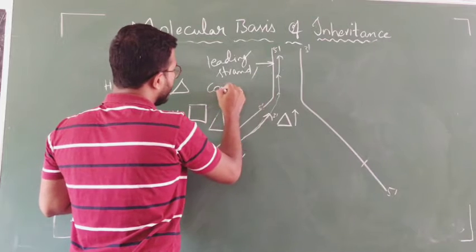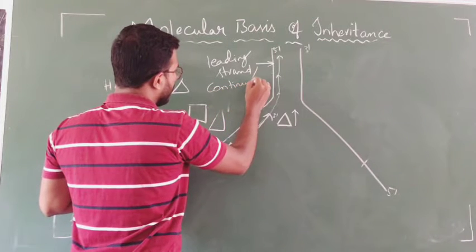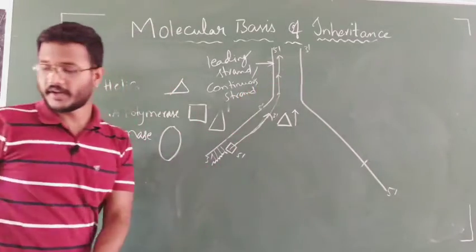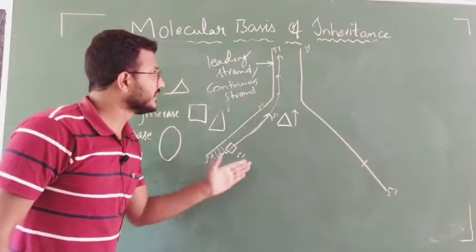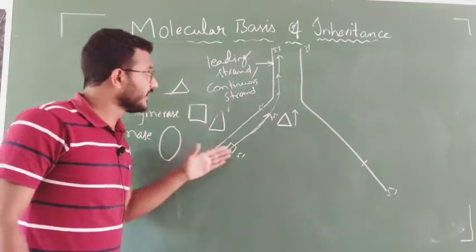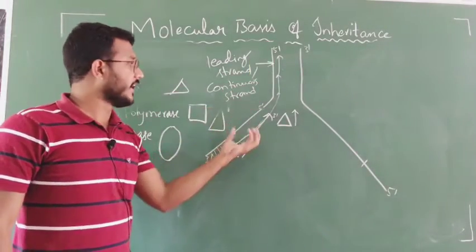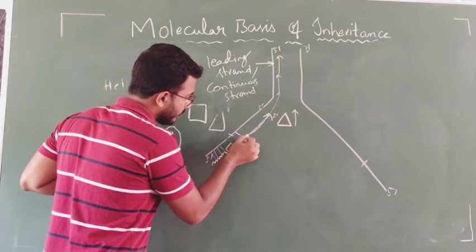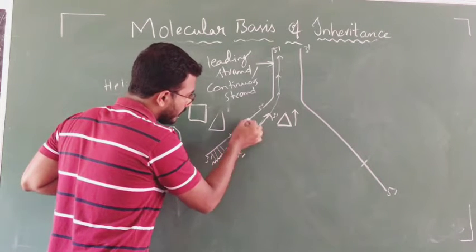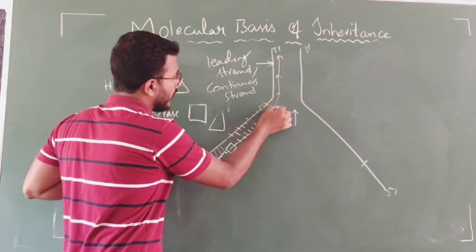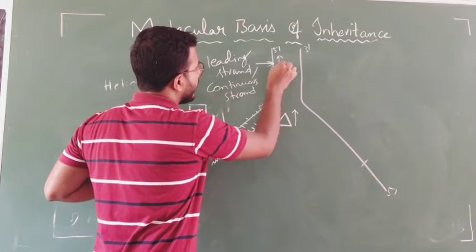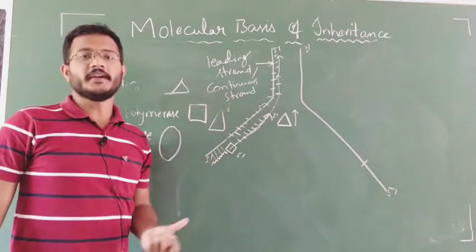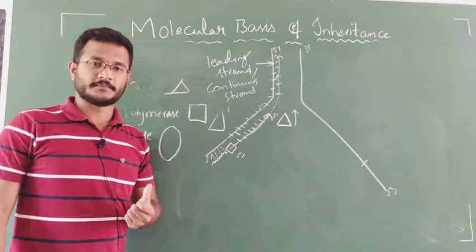Or continuous strand. Because the process of replication is continuous here, no breaking. As the helicase is going and unwinding, the DNA polymerase is also moving behind that and adds the complementary nucleotides. Like this. So complementarity was established. As a result, new strand will be synthesized.